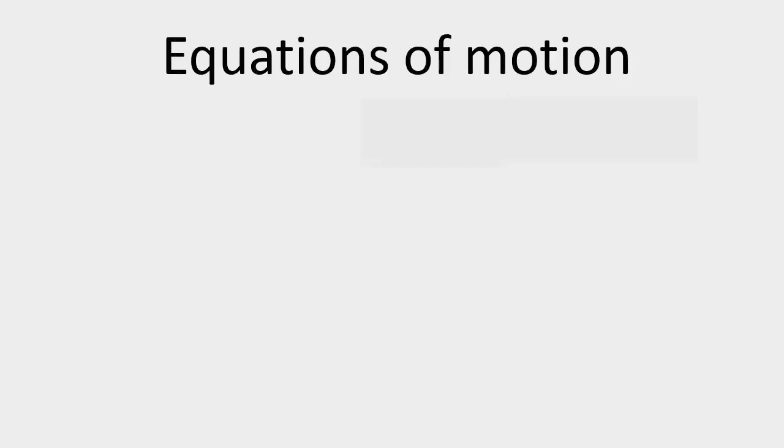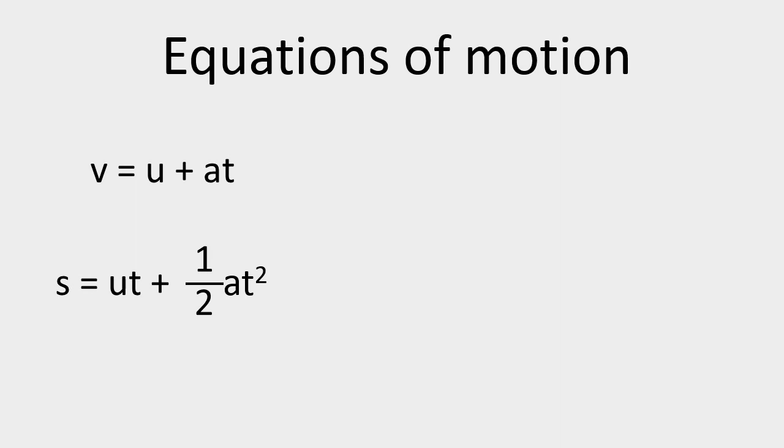Equations of motion. These equations of motion you have studied in your previous chapter. v = u + at. v is the final velocity of any moving object. कोई भी चीज अगर मोशन में है, then its final velocity is v, initial velocity is u, a is acceleration and t is time. s is the displacement of that moving object.